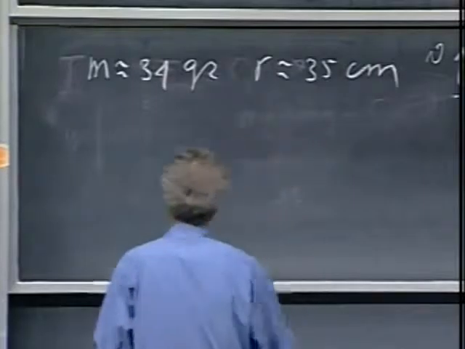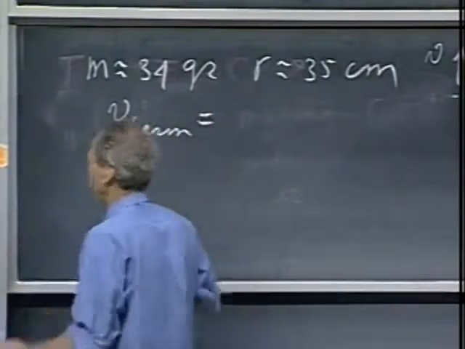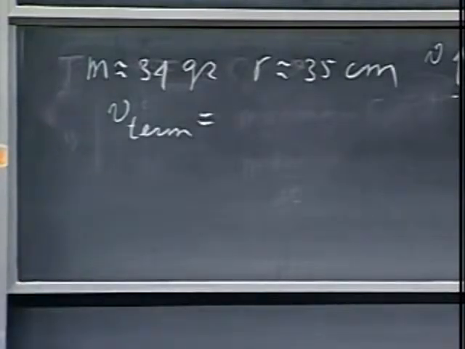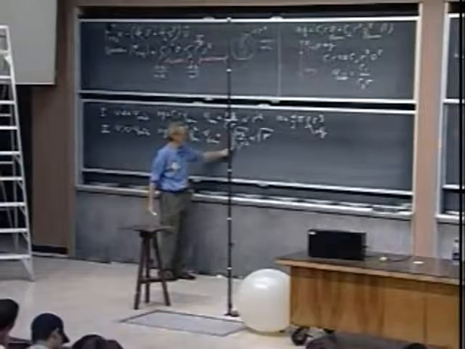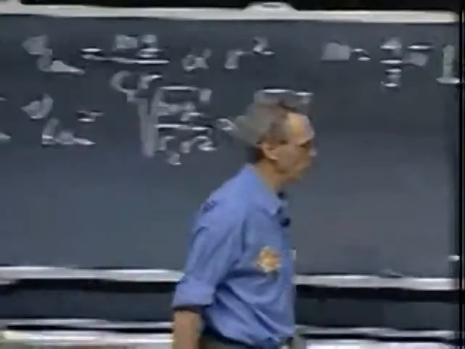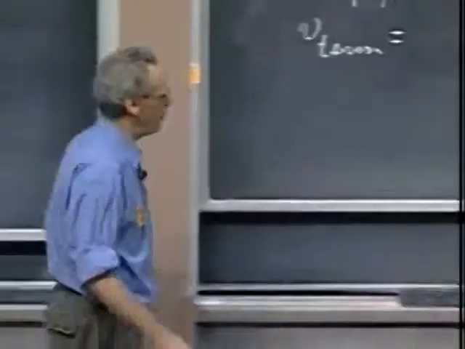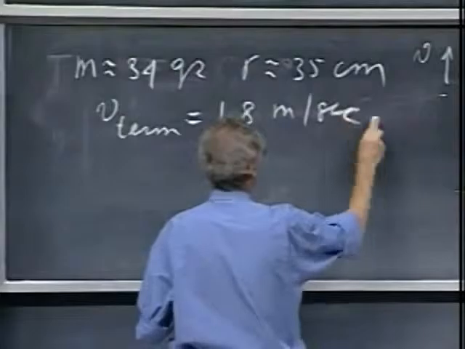I can calculate what the terminal velocity is. A better name would be terminal speed. I know I'm definitely going to be in this regime. So I know the mass. I know C2, which in air is 0.85. I know the radius and I know g. And so I find about 1.8 meters per second.